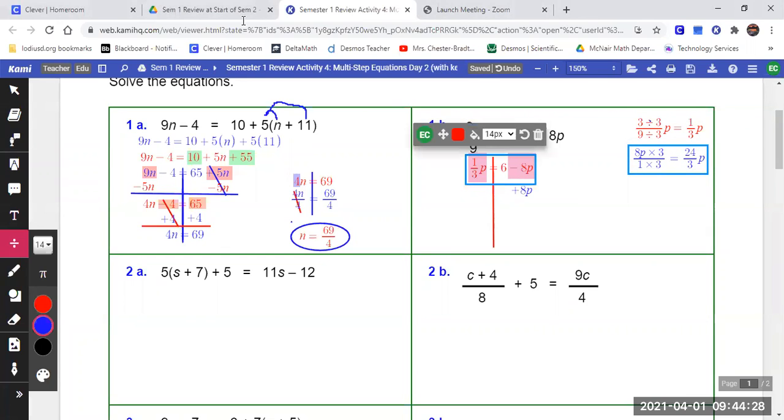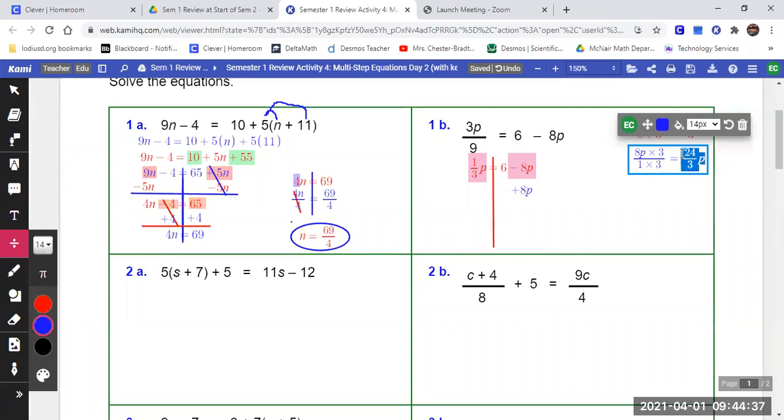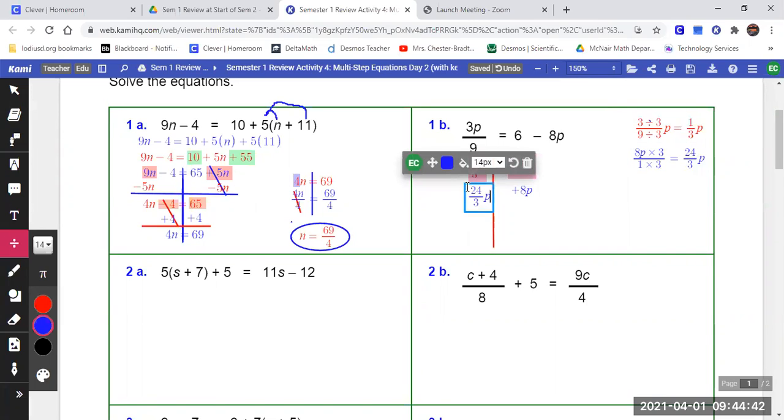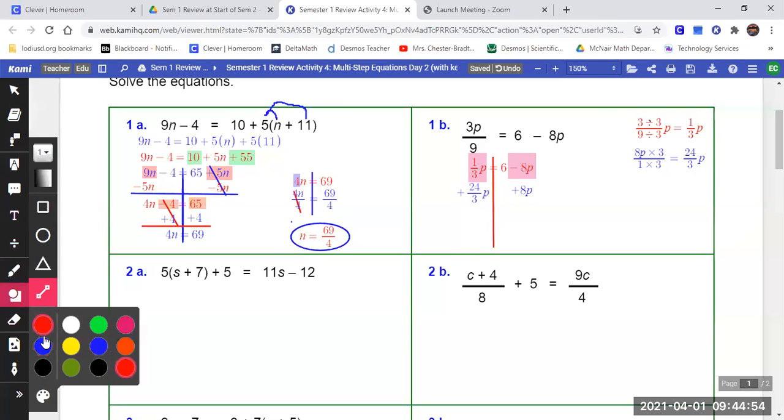So on the right side, we're adding an 8p because it's a whole number. On the left side, we have to add that 24 over 3p because it was a fraction. Now they mean the same thing. 24 over 3p is the same thing as 8p, but we had to do it as a fraction because the left side was a fraction. Okay? The 8p's are all gone.